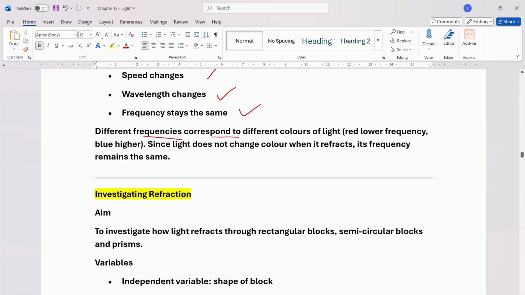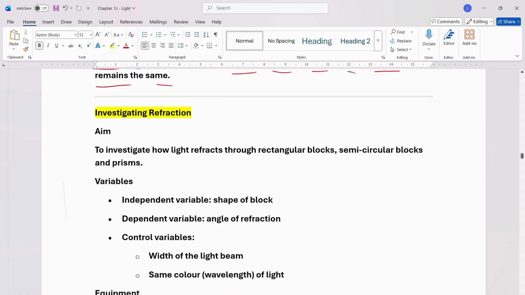Different frequencies correspond to different colors of light. Red has lower frequency, blue is higher. Since light does not change color when it refracts, its frequency remains the same.